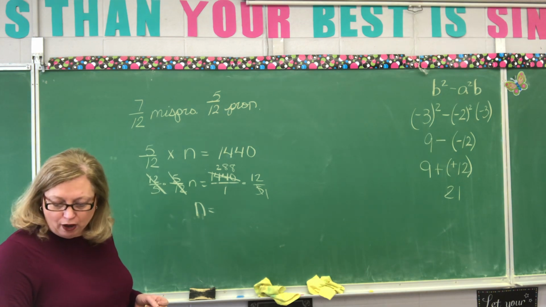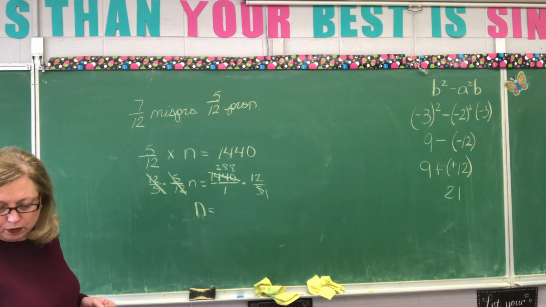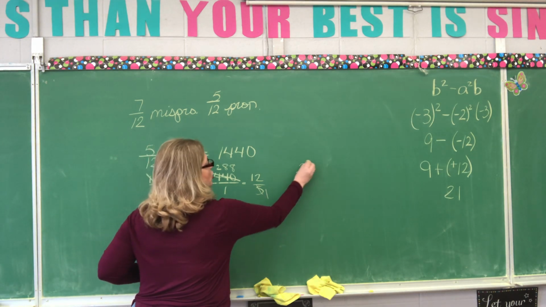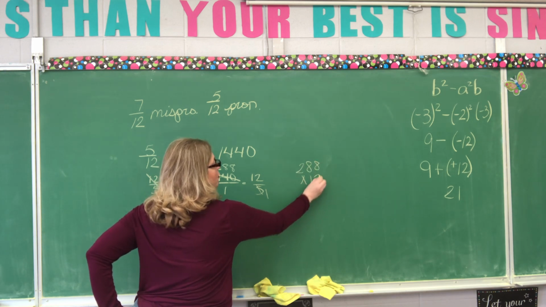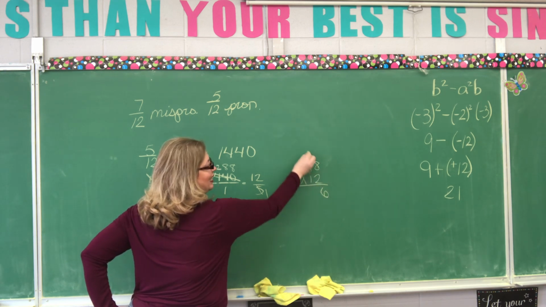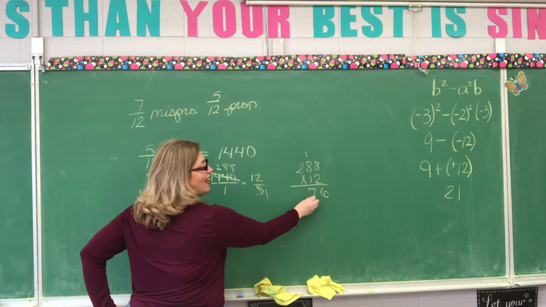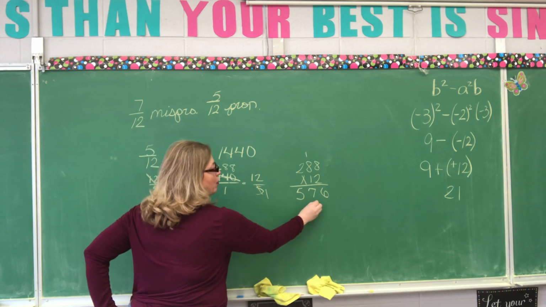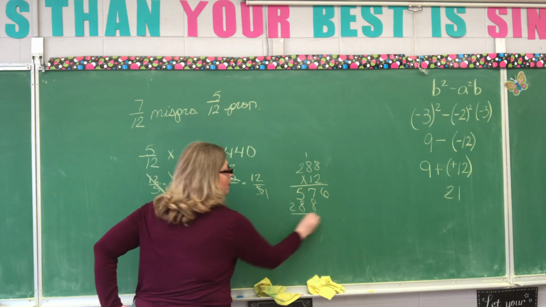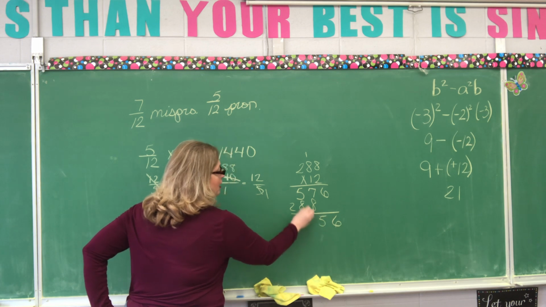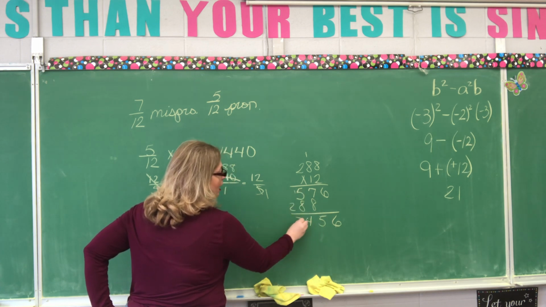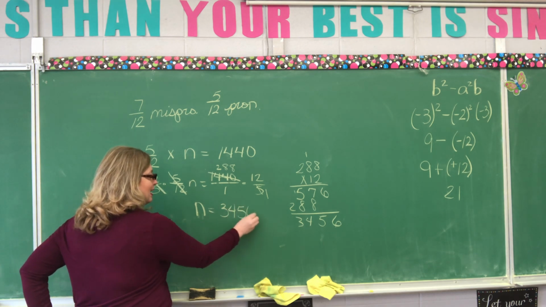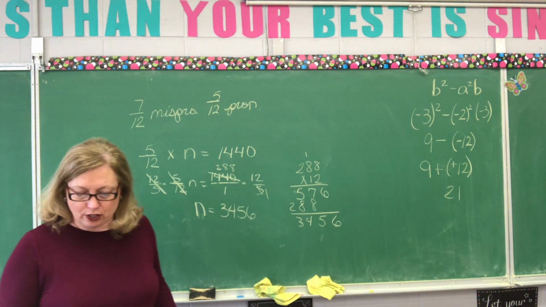288 times 12. I'm going to get 3,000. Let's see, let's go over here and go with this. 288 times 12. 2 times 8 is 16. 2 times 8 is 16 and 1 makes 17. 2 times 2 is 4 plus the 1 makes 5. Now we're going to multiply by 1. Okay, so we have 15. We have 14. We have 3,456. That's not our answer yet, okay?